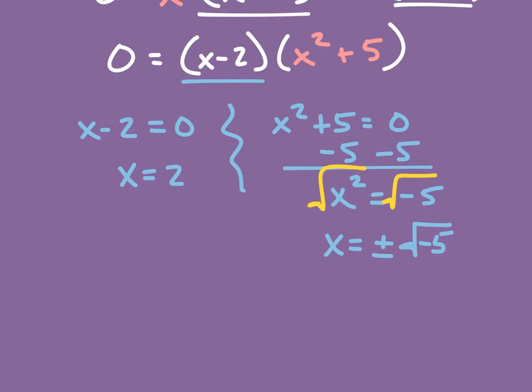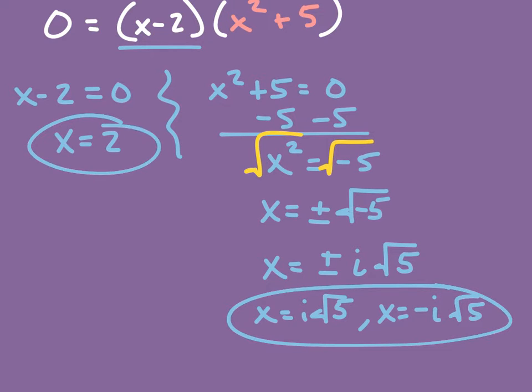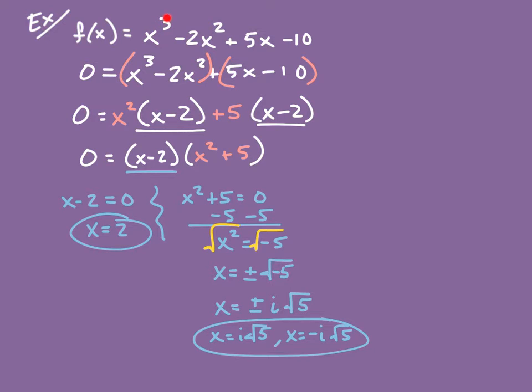When you take the square root of a negative number, that's going to give you an imaginary solution. So x is equal to plus or minus i times the square root of 5. From here, I know that x is equal to i times the square root of 5, and x is equal to negative i times the square root of 5. So I have 3 solutions here, hence my degree 3 polynomial. This large exponent helps me determine the number of solutions I'm going to have.